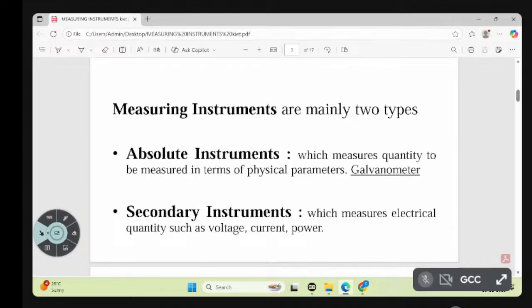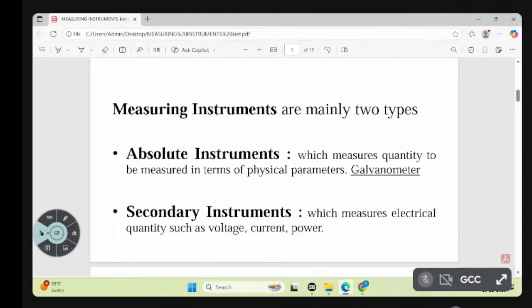We'll buy petrol, 1 liter of petrol. So we have petrol, but we cannot measure it directly. So we have to compare with respect to 1 liter. So primary or absolute instruments are always compared with another quantity, another parameter like 1 kg or 1 liter. That is called absolute instruments.